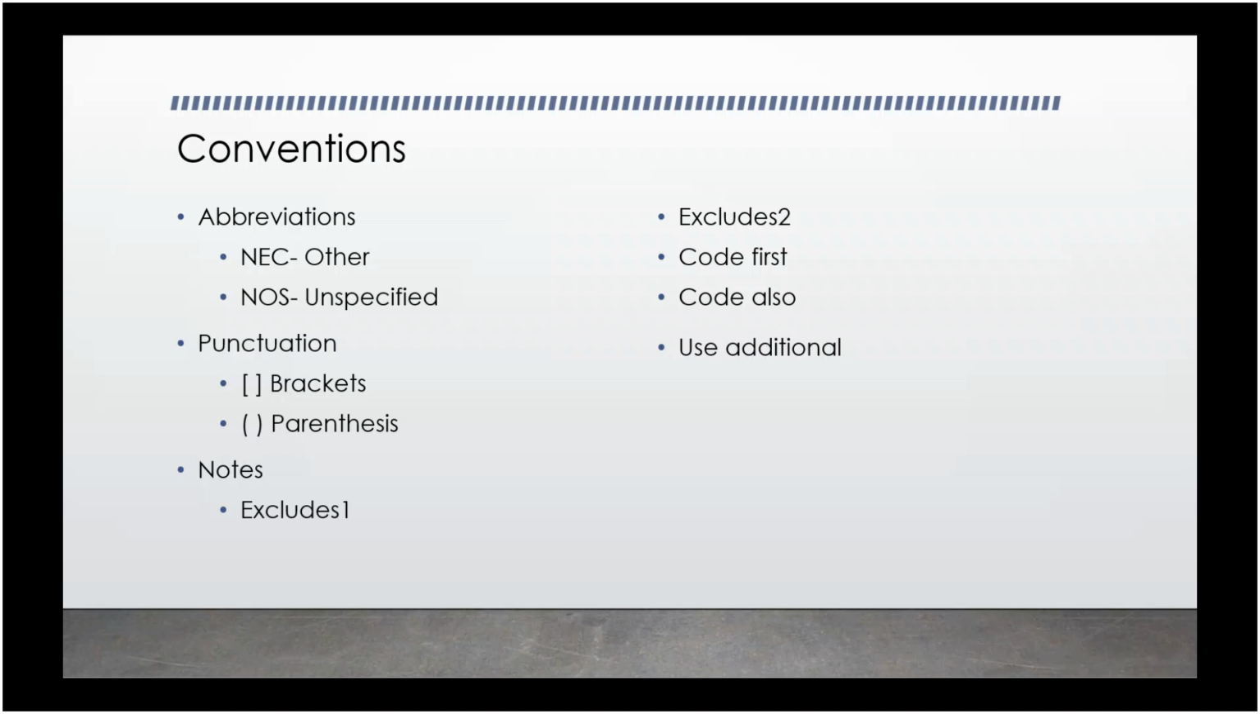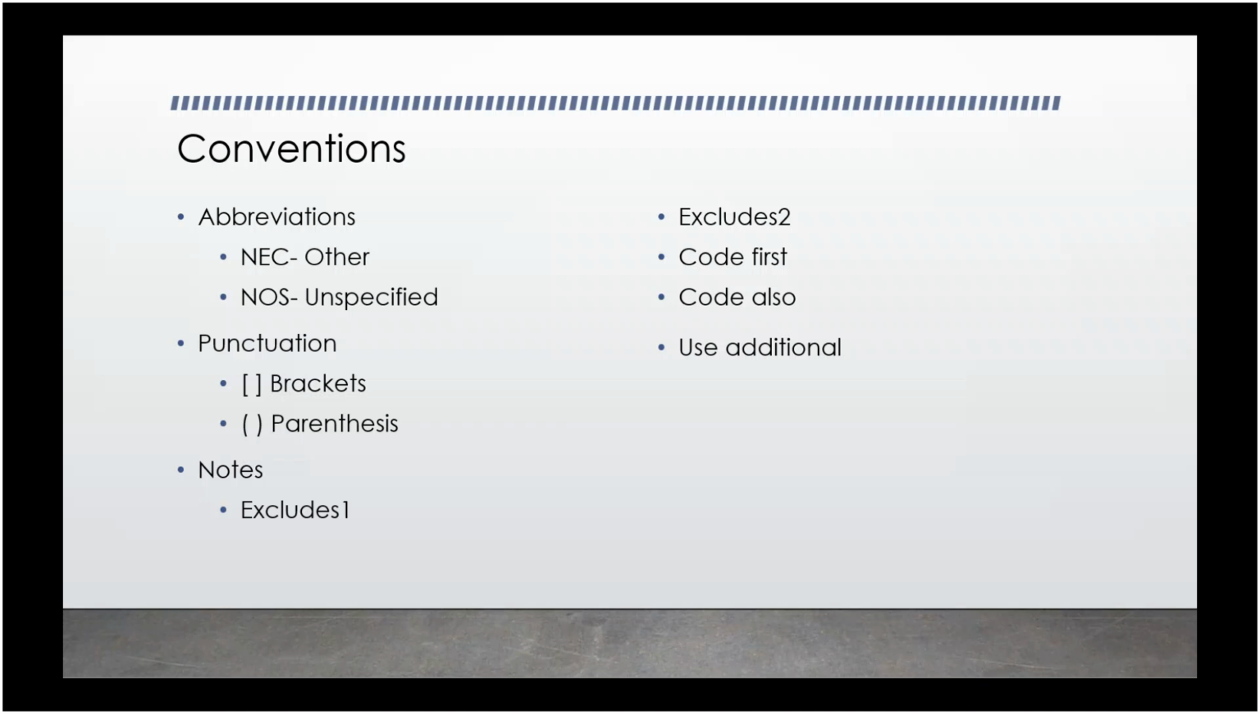Okay, code first. Code first and code also are sequencing. Code first tells us that one would be coded before the one you're looking at. Code also tells us that the code that you're looking at, you're going to code in addition, secondary. So these notes are normally indicated in red, and you highlight them in yellow.